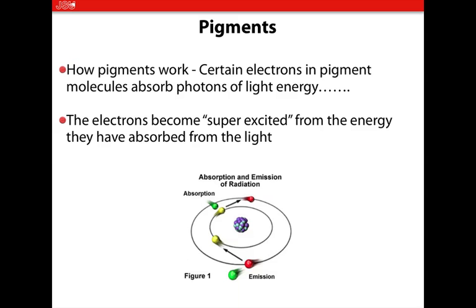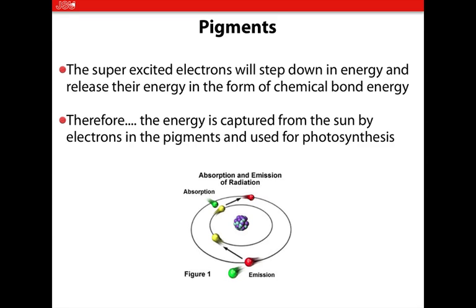So ultimately, pigments are going to get excited, and they're going to push electrons to a higher energy level. And that's all that's happening. Photons of light come in, those photons energize electrons, and the movement of those electrons ultimately leads to the production of ATP.